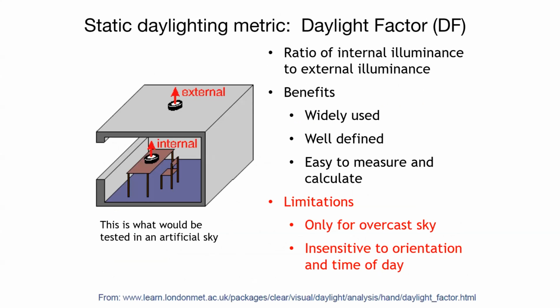Next, we have daylight factor, and daylight factor is a static daylighting metric. It's the ratio of internal illuminance to external illuminance. Benefits are that they are widely used, widely defined, and very easy to measure and calculate. However, there are limitations, being that it's only for an overcast sky, and as we all know, we do not always get overcast skies, and it is insensitive to orientation and time of day. So this is a way that the overcast sky simulator will be used for daylight factor.